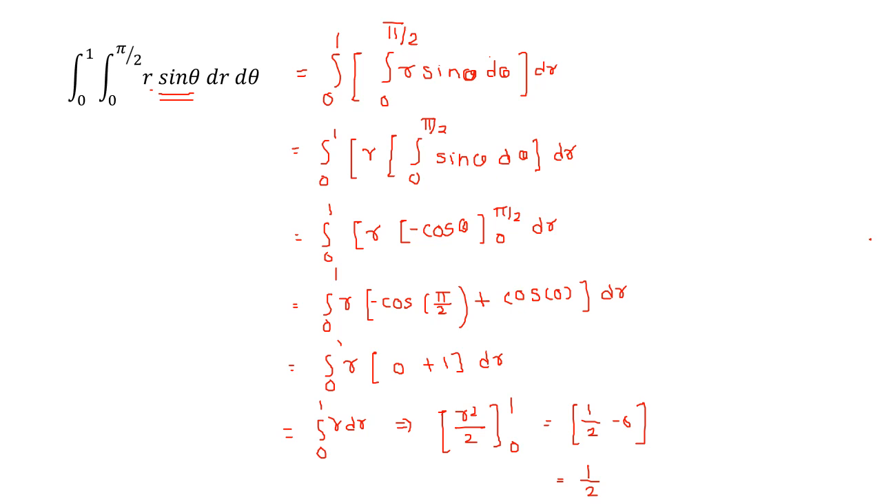What is the integration of sin theta? We already saw in the basic formula that it is minus cos theta. The limit is 0 to pi by 2, dr. So r is minus cos pi by 2, upper limit minus lower limit, but minus minus is plus, so cos 0 dr. So r into bracket cos 90 degree is 0 plus 1, dr. So that is r dr. Then the integration of r is r square upon 2, from 0 to 1. So 1 upon 2 minus 0. So the answer is 1 upon 2.